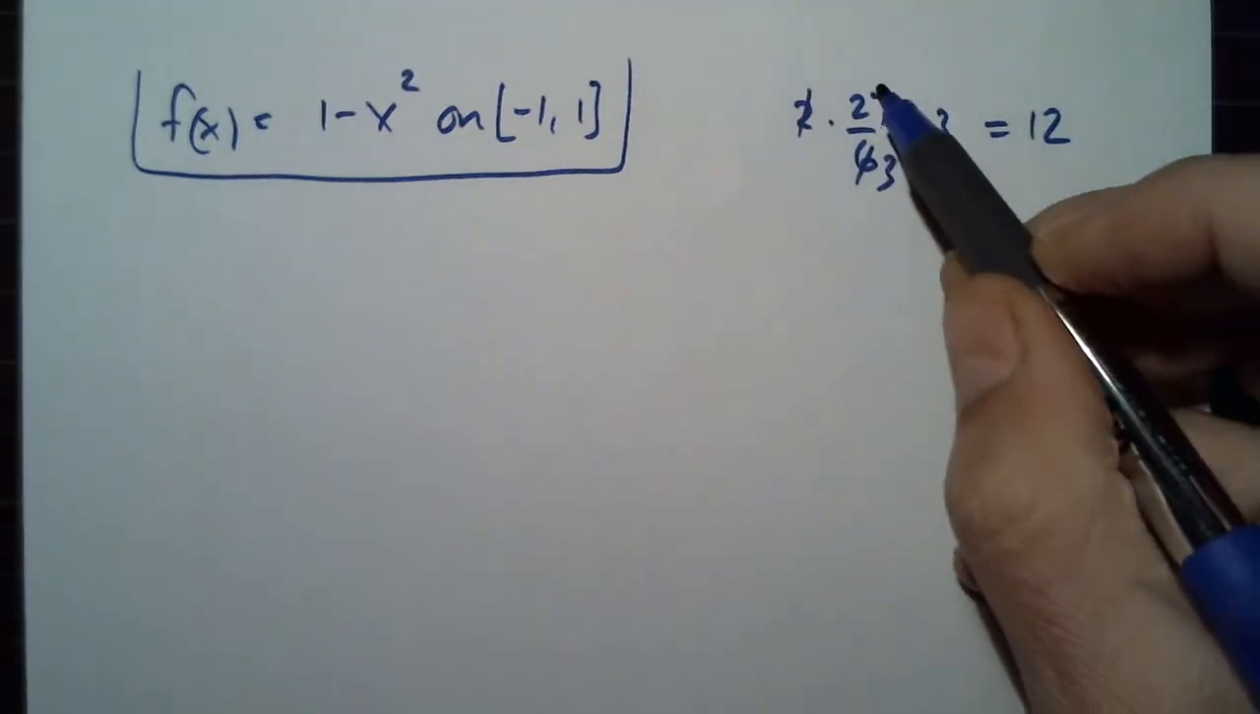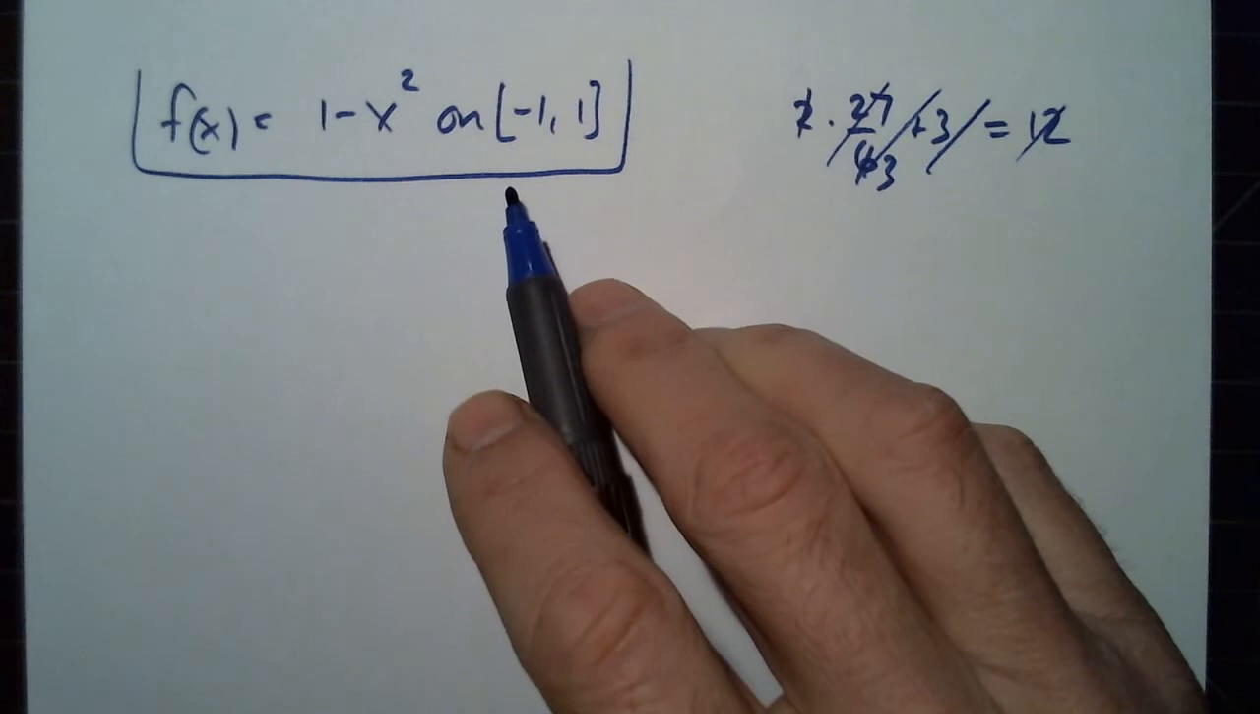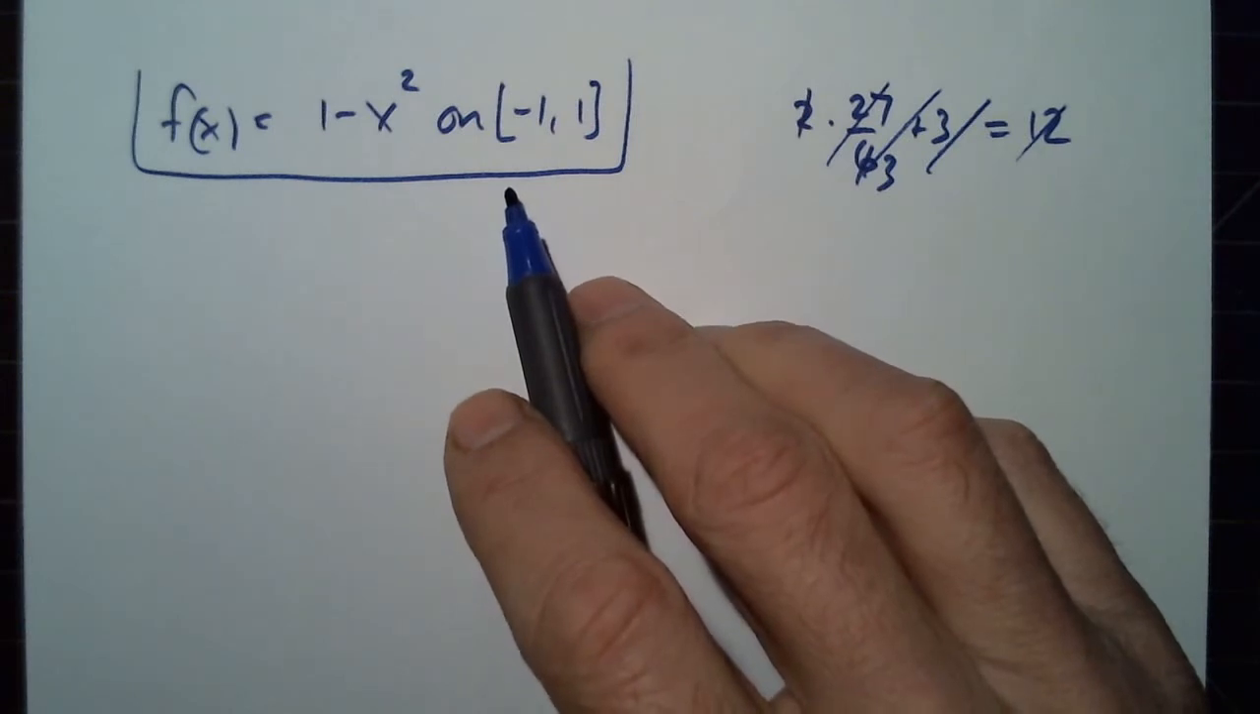Okay, find the area. So we're done with that. Find the area under the curve. Find the exact area using a limit. Pause the video and try that one.